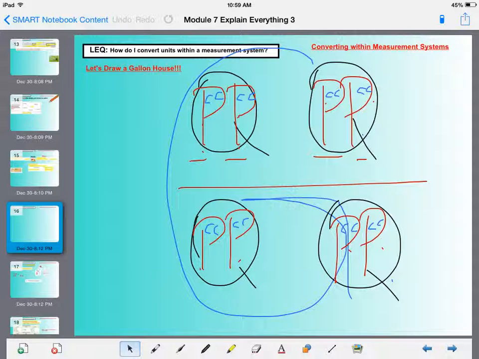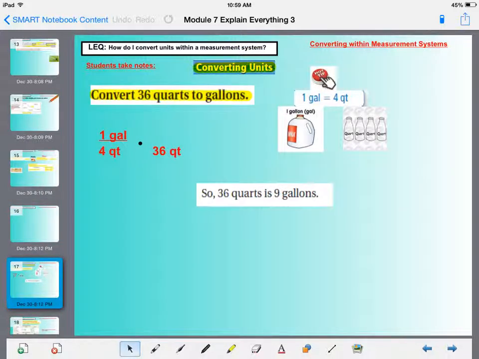So when we're converting units, it's very important that we understand the conversion factors, and we can easily get those from the reference sheet. So again, we don't have to memorize this, but if, for example, they're telling us to convert 36 quarts to gallons, what we can do is write the conversion factor, and we get this from the reference sheet, or we can get this from the gallon house, where we see that 1 gallon is to 4 quarts.